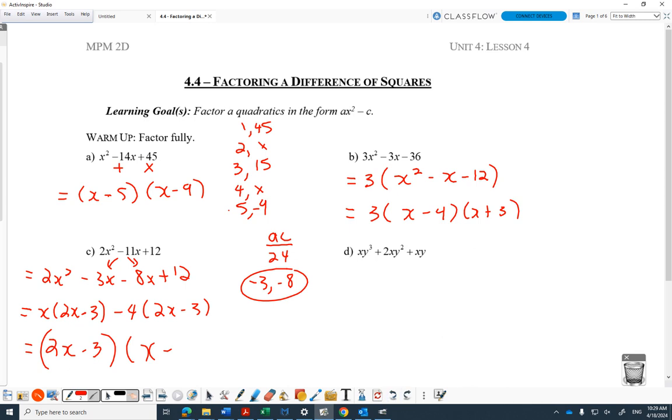But I encourage you, with time, on the quiz or the test, to go back and go, let me just distribute this out again. Make sure I got it right. Yep, it all worked out. Beautiful. I got it.